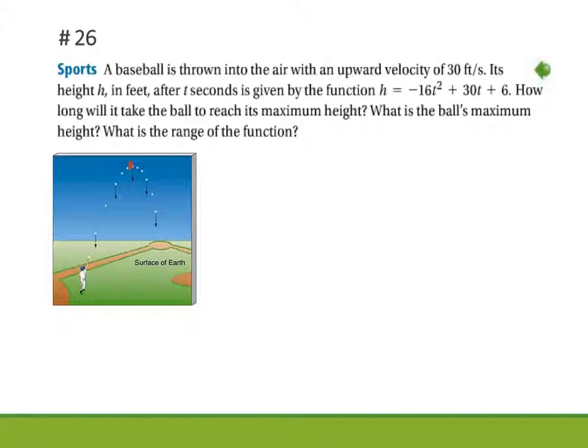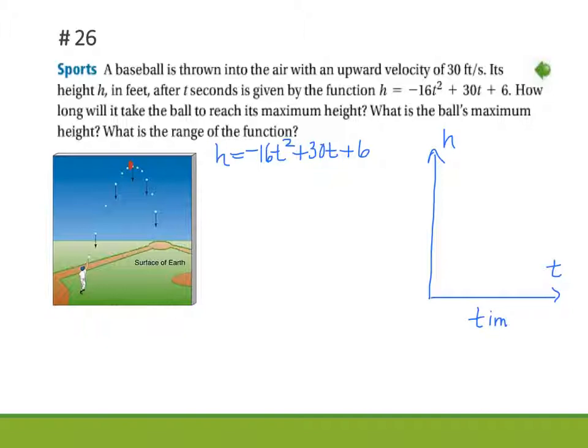Okay, so I'm going to draw a grid here. So I just need an x and y axis. But in this case, since my function is h is equal to negative 16t squared plus 30t plus 6, I'm not going to use x and y. I'm actually going to use t and h as my axes. And t represents time, so I'm going to label that. And h is going to represent height, so I'm going to go ahead and label my axes.